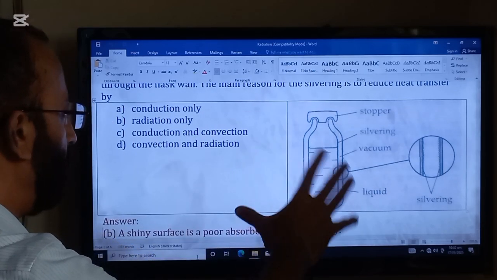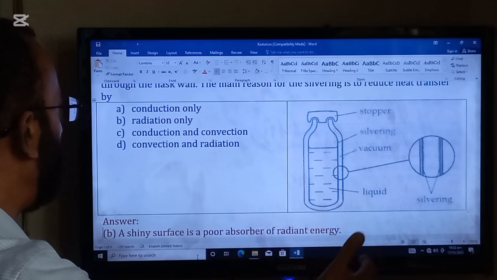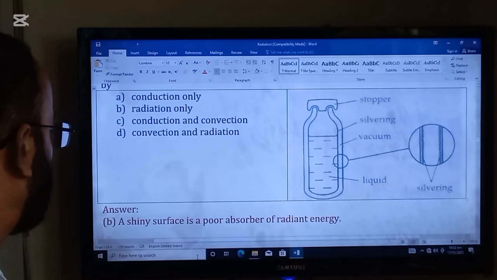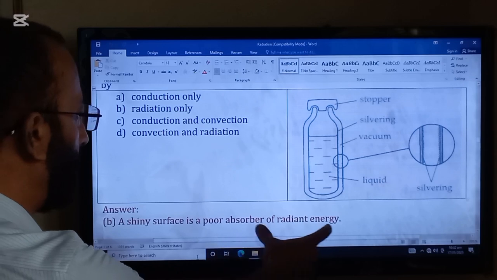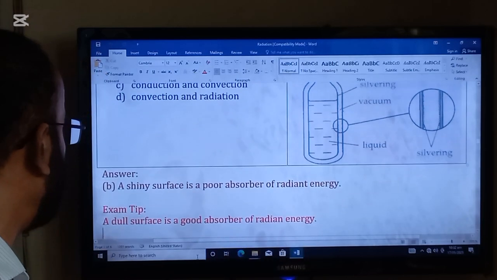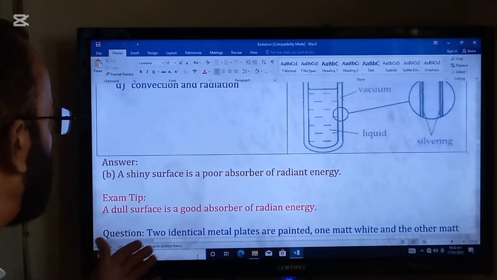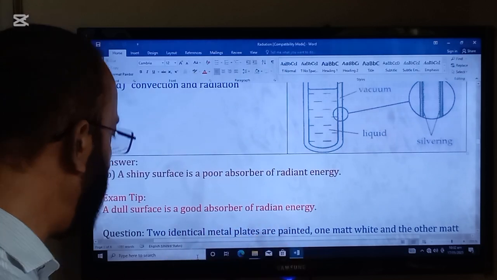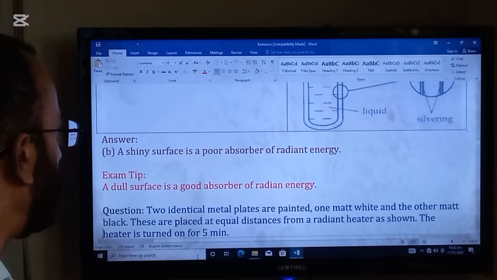The purpose of the silvering is to reduce heat transfer through radiation only. A shiny surface is a poor absorber of the radiant energy. A dull surface is a good absorber of the radiant energy.